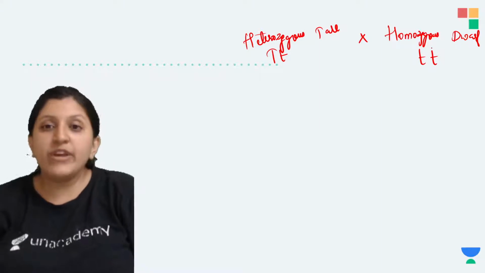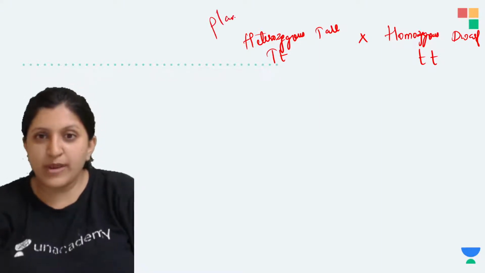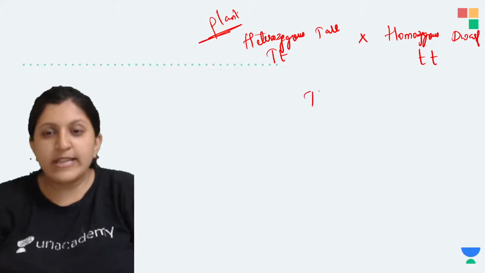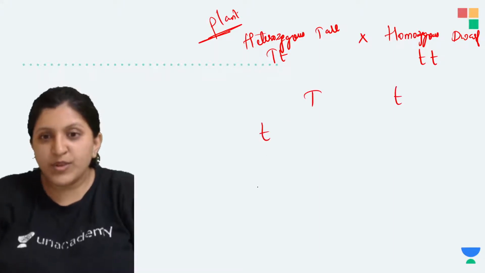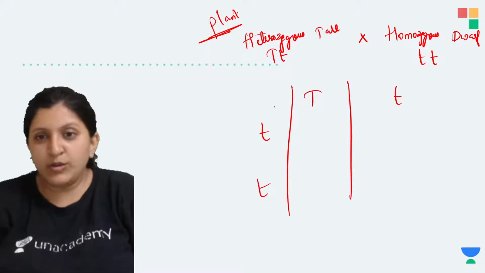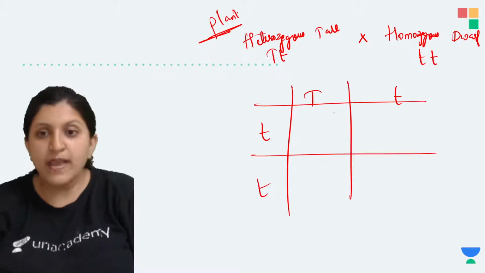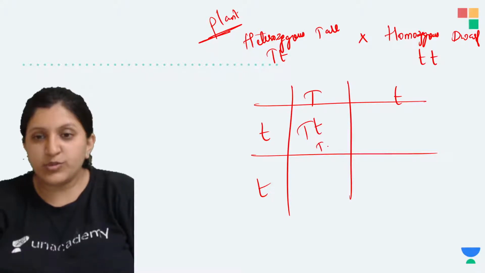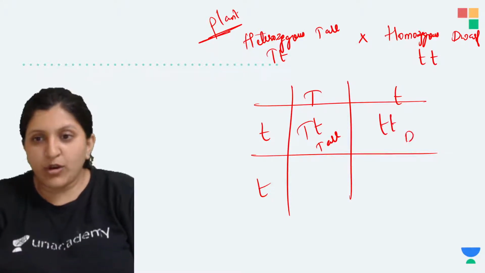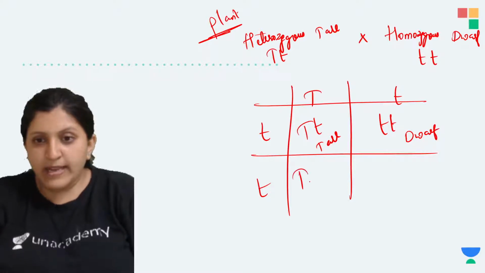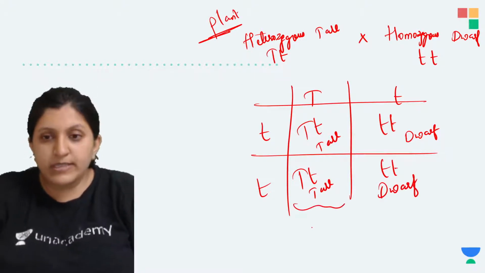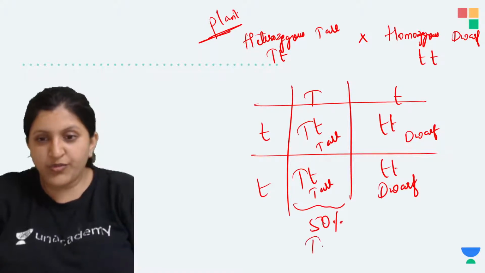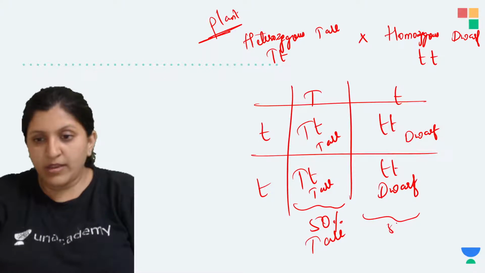Now when we make a cross, this is with respect to the plant again. Let's just write it here as such. This can be done with a Punnett square. Here this one is tall, this is going to be dwarf, this is dwarf, and here this is going to be tall, and this one is dwarf. So you can clearly find that 50% is tall and the remaining 50% are dwarf.